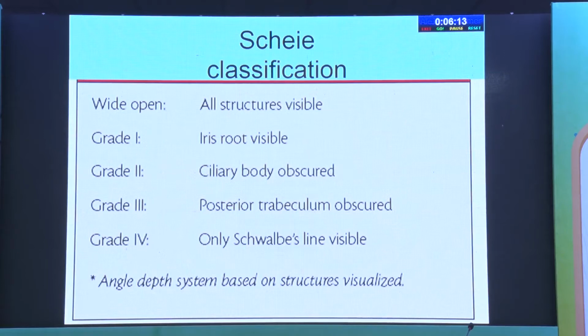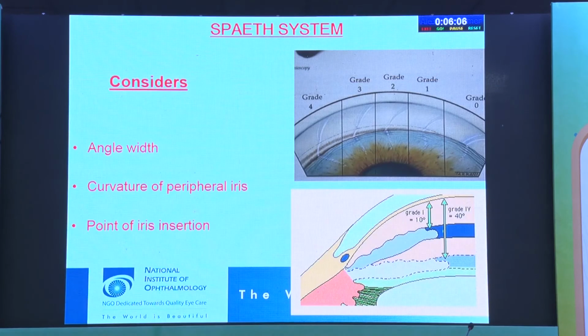And angle depth is based on the structure visualized. Again, this is a reverse of the previous one, so that's why this is also not a very commonly used one. Most commonly used is the Spaeth classification. It not only considers angle width, it considers curvature of the peripheral iris and the points of iris insertion. So it exactly tells us, grade 4 means all the angle structures are visible.